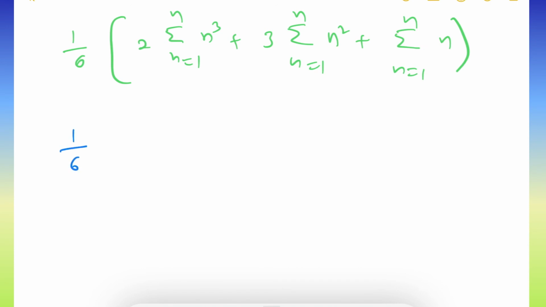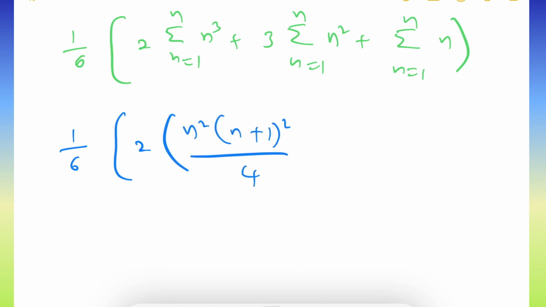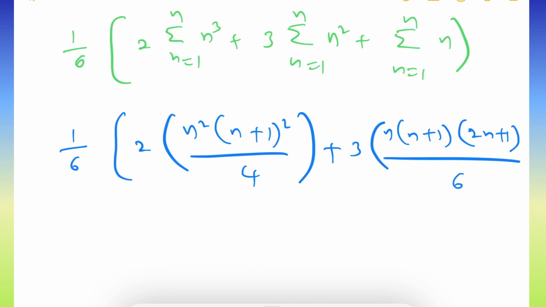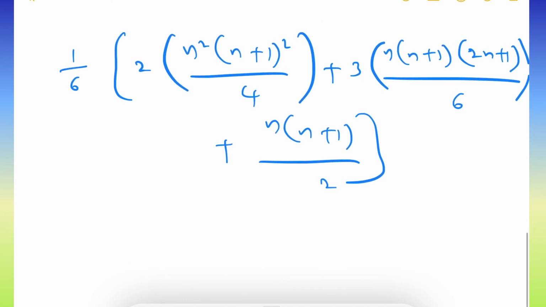1 by 6 as it is into 2 into sigma n equals 1 to n n cube, that is the sum of the cubes of the first n natural numbers. Formula is n square into n plus 1 whole square divided by 4, plus 3 into sigma n equals 1 to n n square, formula n into n plus 1 into 2n plus 1 whole divided by 6, plus sigma n equals 1 to n n, sum of the first n natural numbers, n into n plus 1 whole divided by 2. So this is exactly what we need to simplify now.